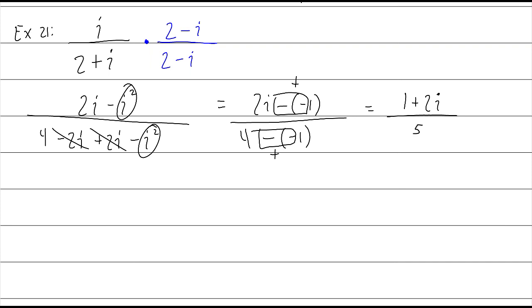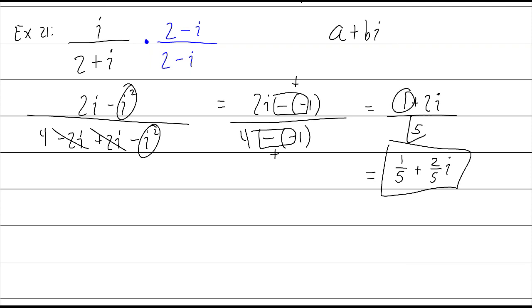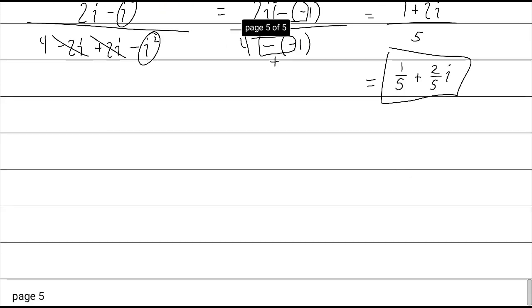Now, this is technically not in the a plus bi form, right? So let's put it in that form. In other words, let's break this up, understanding that this is a fraction and this is a fraction. This is the same thing as 1/5 plus 2/5 I. Again, all I had to do is understand that this is divided by 5 and this is divided by 5 as well for that to work. All right, one more example. Let's do one more.